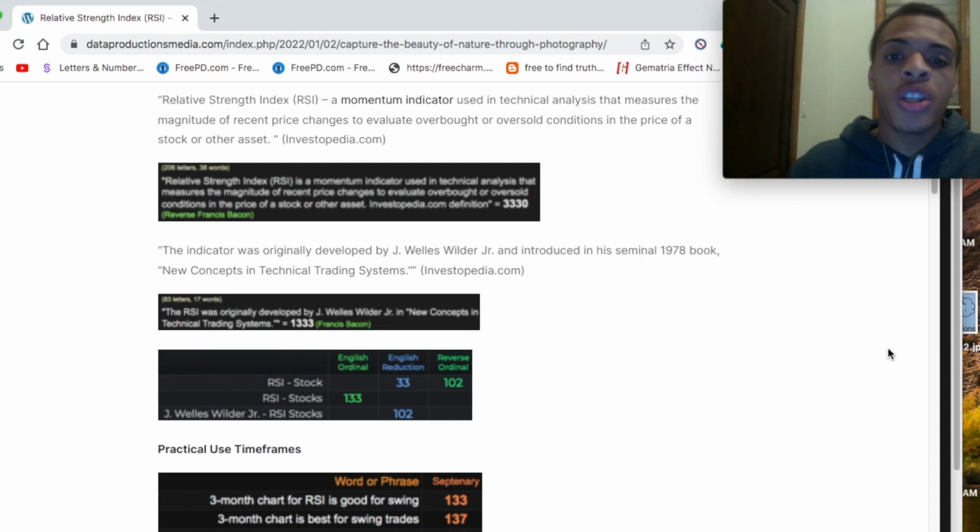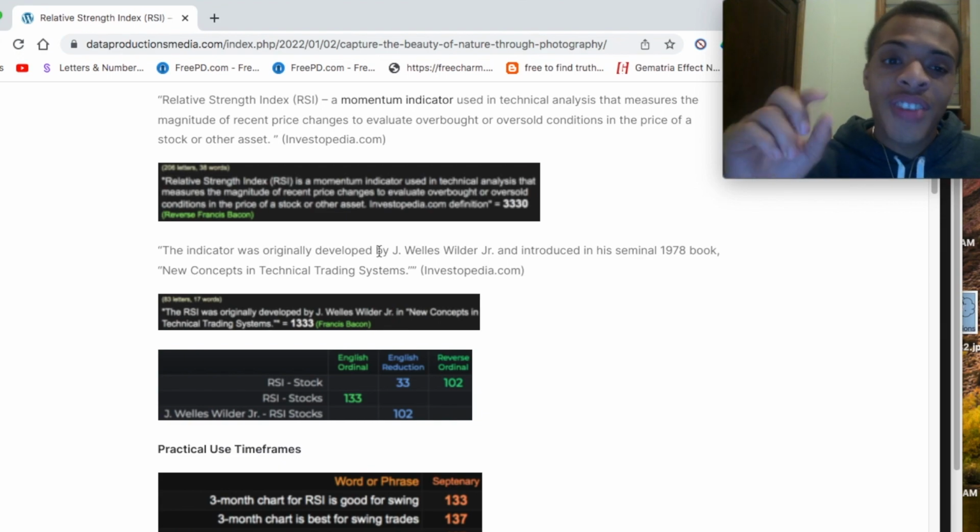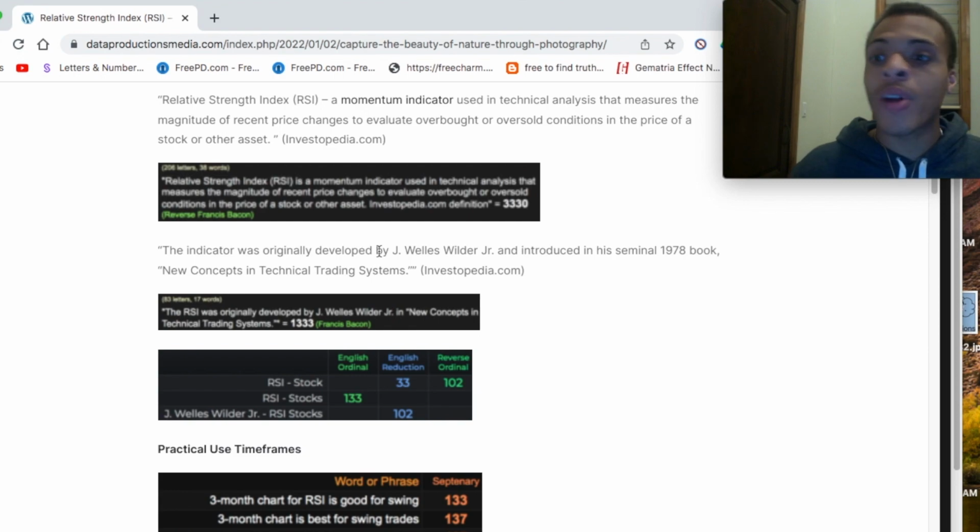So for the very first Gematria decode to kick it off, I have: Relative Strength Index, RSI, is a momentum indicator used in technical analysis that measures the magnitude of recent price changes to evaluate overbought or oversold conditions in the price of a stock or other asset. Essentially it's the same as that Investopedia article, but I also added investopedia.com definition, and I got 3,330 in the reverse Francis Bacon. As you've known recently, I've been using the Francis Bacon ciphers more, so it does play a role. And if you understand the case-sensitive abilities within these ciphers, that's hard to do. So that's a decode I have to keep in here.